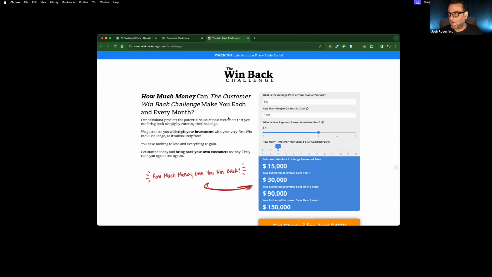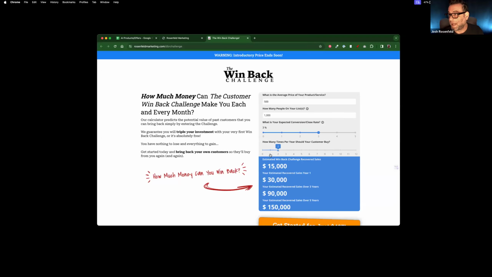I made a calculator where they enter what their product price is, how many people are on their existing list, because it's a database reactivation, what their close rate is. Everyone says, oh, I close 90% of my deals. That's not true. That's crazy. So I do a standard 1 to 5%, 2.5% is a good conversion rate. We'll keep it at 3.